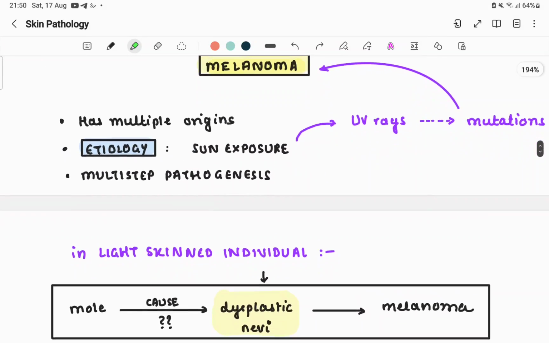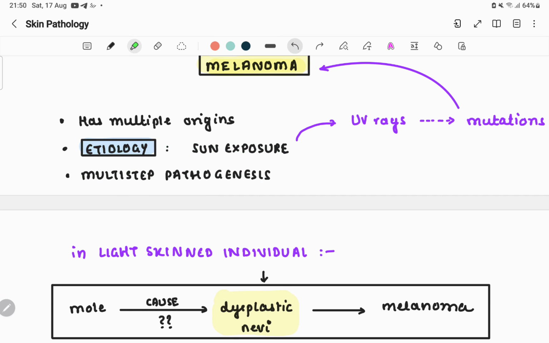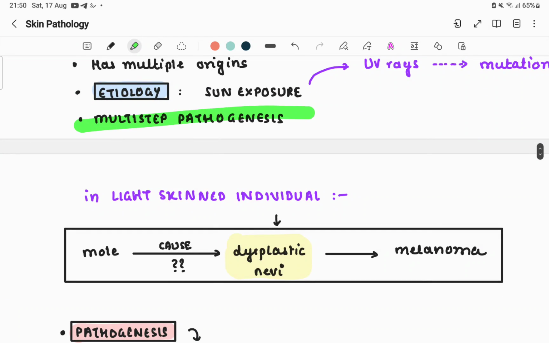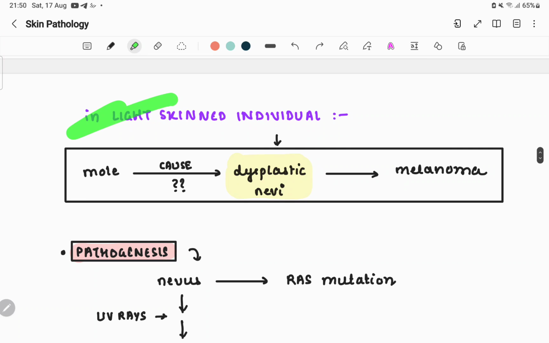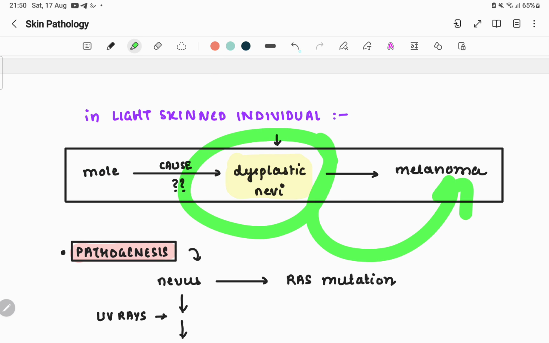So melanoma has multiple origins. Etiology: sun exposure is the main etiology, where the UV rays will cause mutation, and this mutation will make this RAS induced senescence system non-functional. It is a multi-step pathogenesis. In light skinned individuals, due to mole or any other cause, a dysplastic nevus may form, and this dysplastic nevus is the precursor of melanoma.